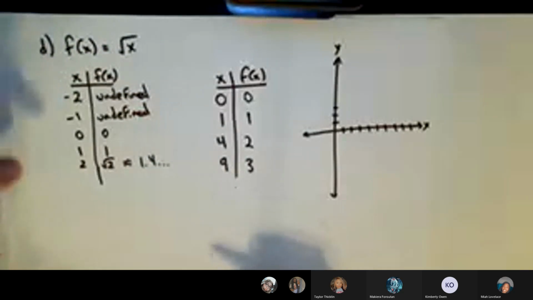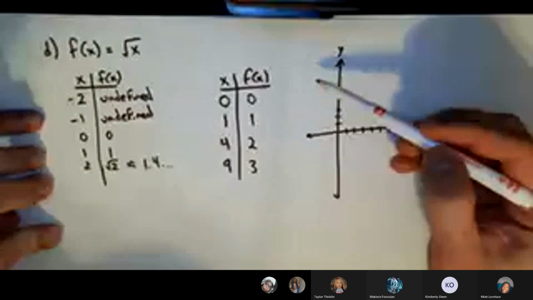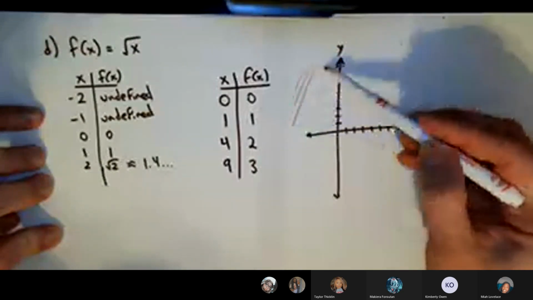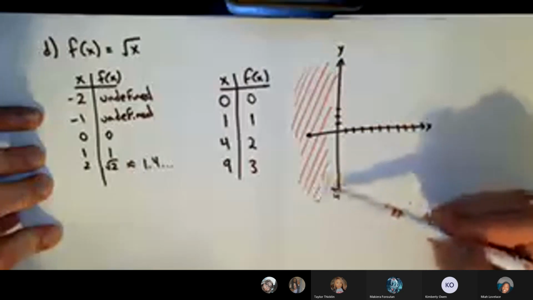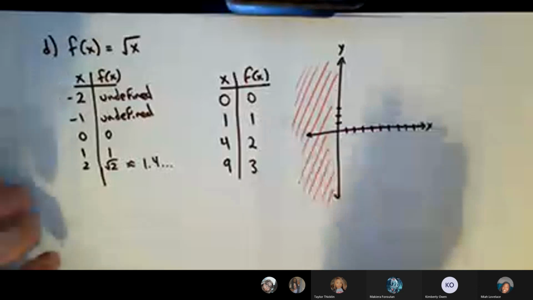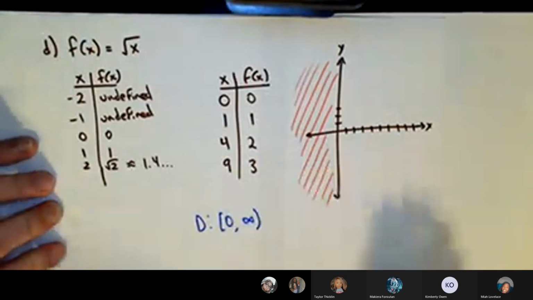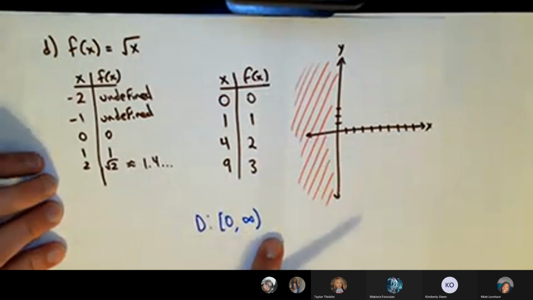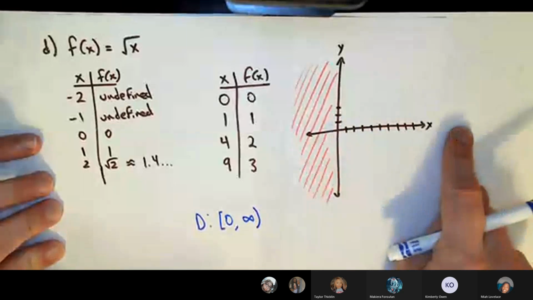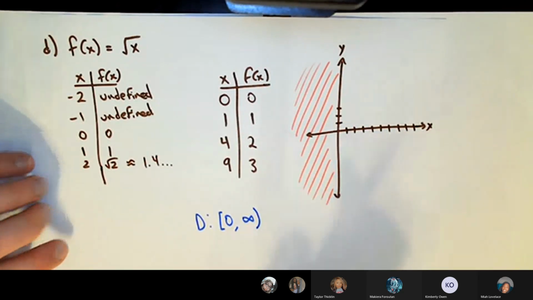Some things to notice here. I cannot plug negative x values into this function. That means we should never see the function going over here. This is undefined territory. Remember, we talked about the domain for this function. The domain is supposed to be 0 to infinity. How do you represent 0 to infinity if they're x values? Well, that's the right-hand side of the coordinate plane where x is positive.